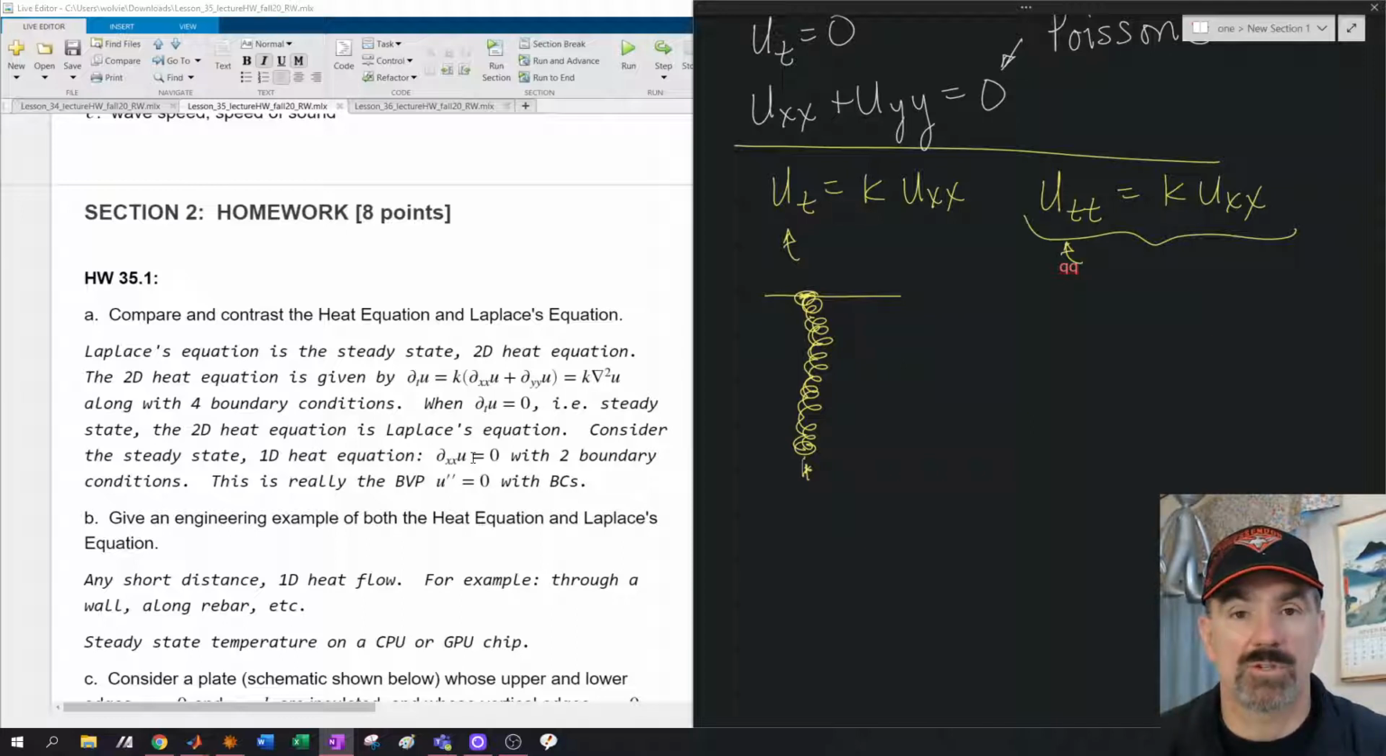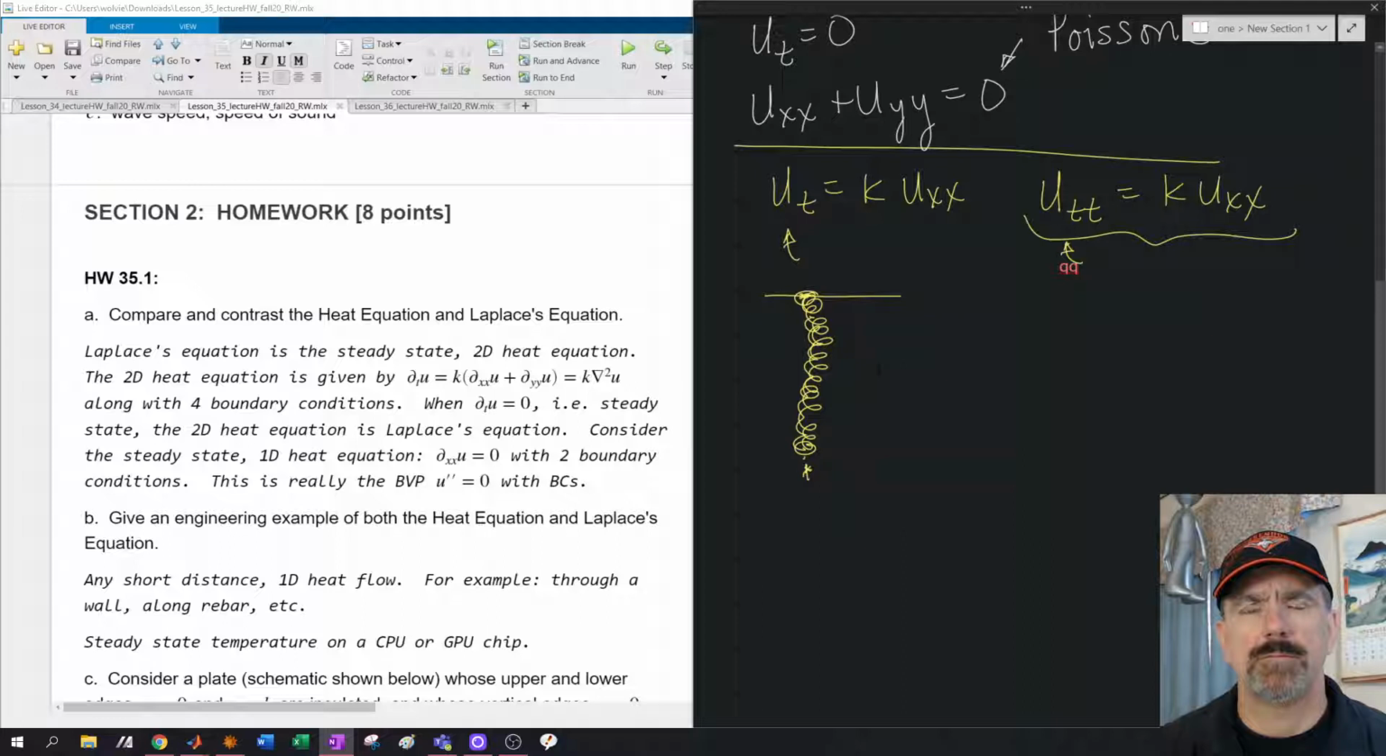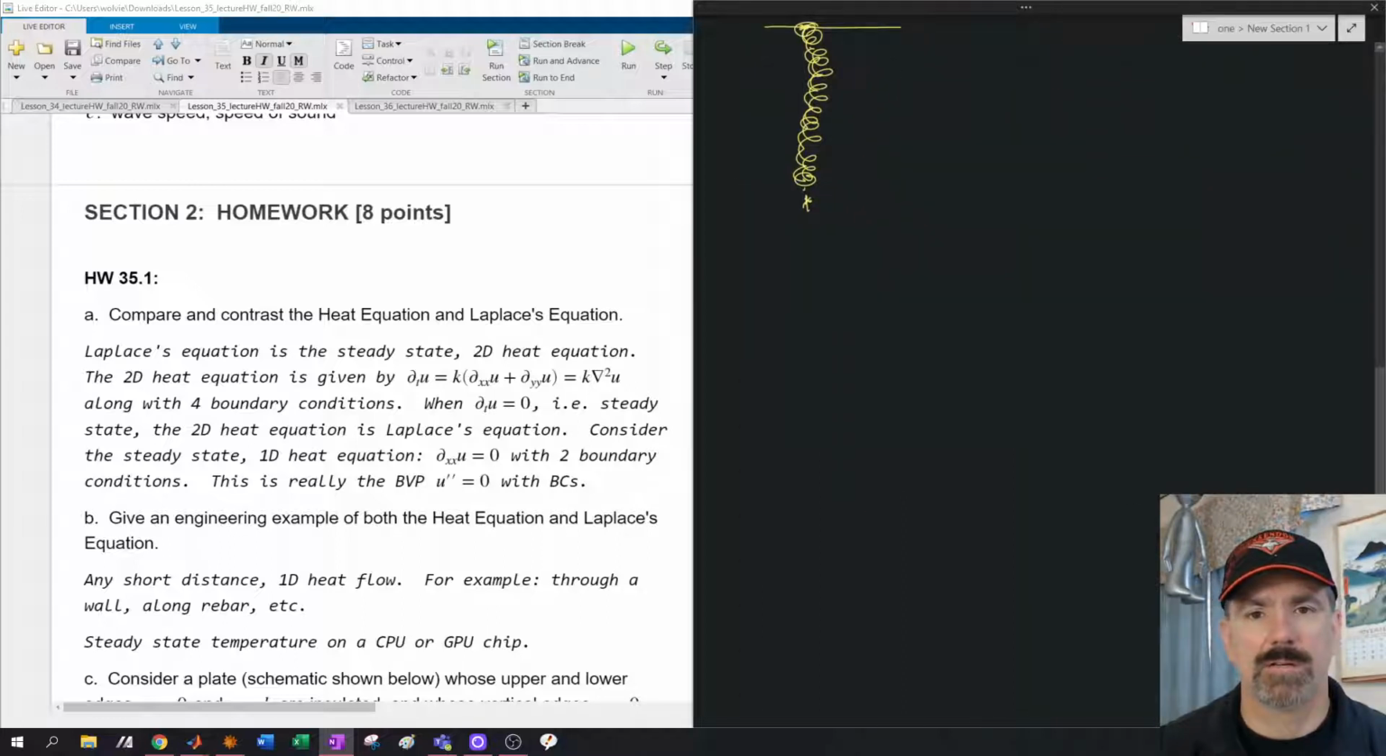Nothing's changing with respect to time. So we would just end up with the boundary value problem that we were looking at in section 3.9. And that's really the backstory of the steady state 1D heat equation, is simply looking at an ODE where we're considering boundary conditions. And there's really nothing revolutionary in that concept.